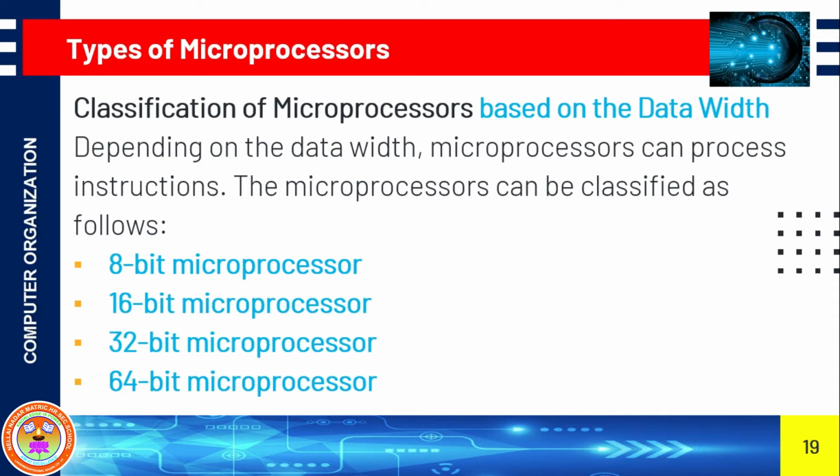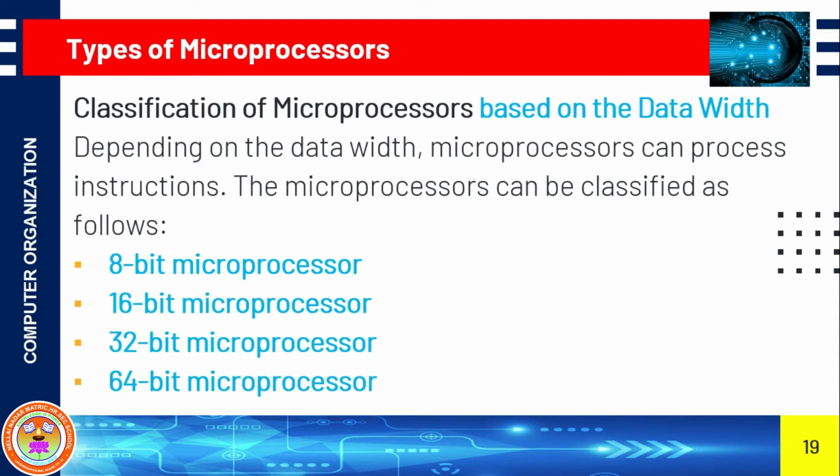Based on the microprocessor, as per the instructions, there are four different types. Number one, 8-bit microprocessor. Number two, 16-bit microprocessor. Number three, 32-bit. And number four is 64-bit microprocessor. These are the four different types of microprocessor we have based on the classification of data width.